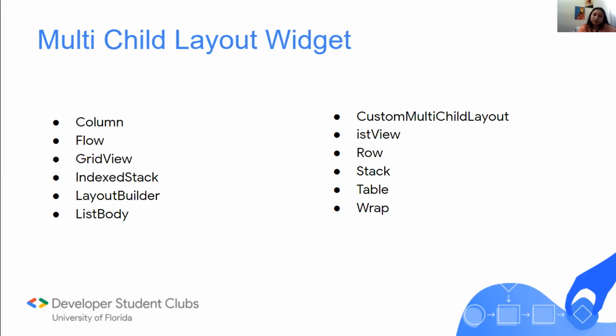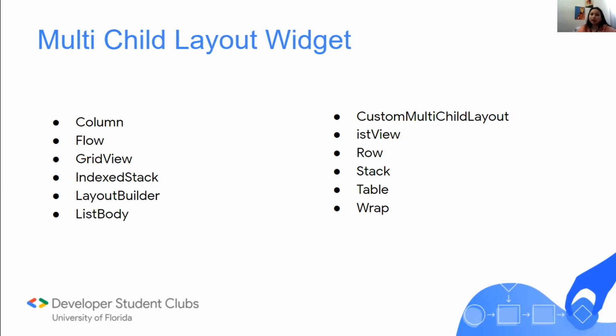Coming to the multi-child widget layout, it is also very important because we use rows, columns, grid views a lot whenever you are defining, let's say, a flight booking application. Then you need to show the flights in the order of lists. So in that way, the list view can be really helpful.